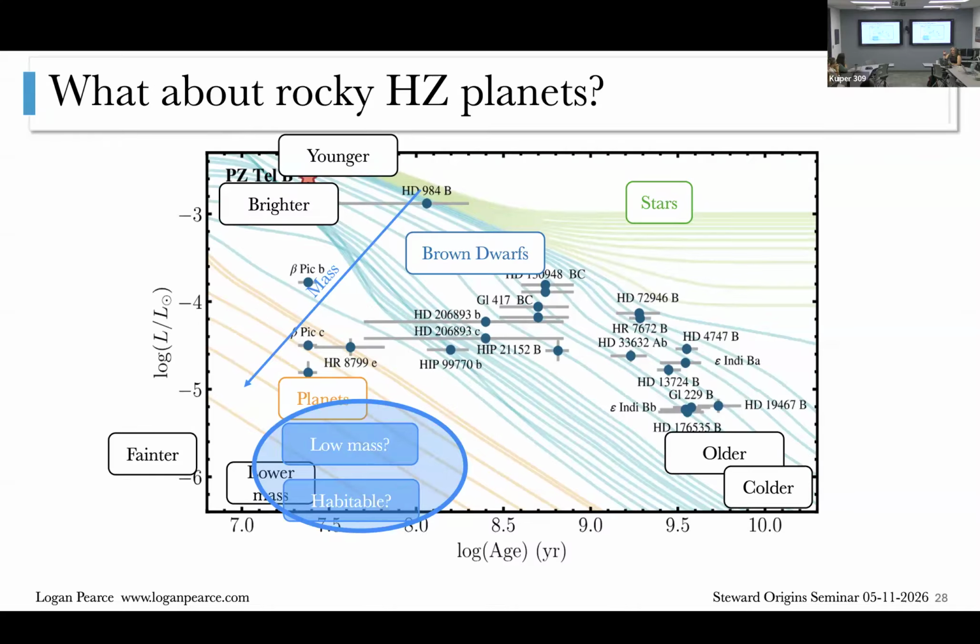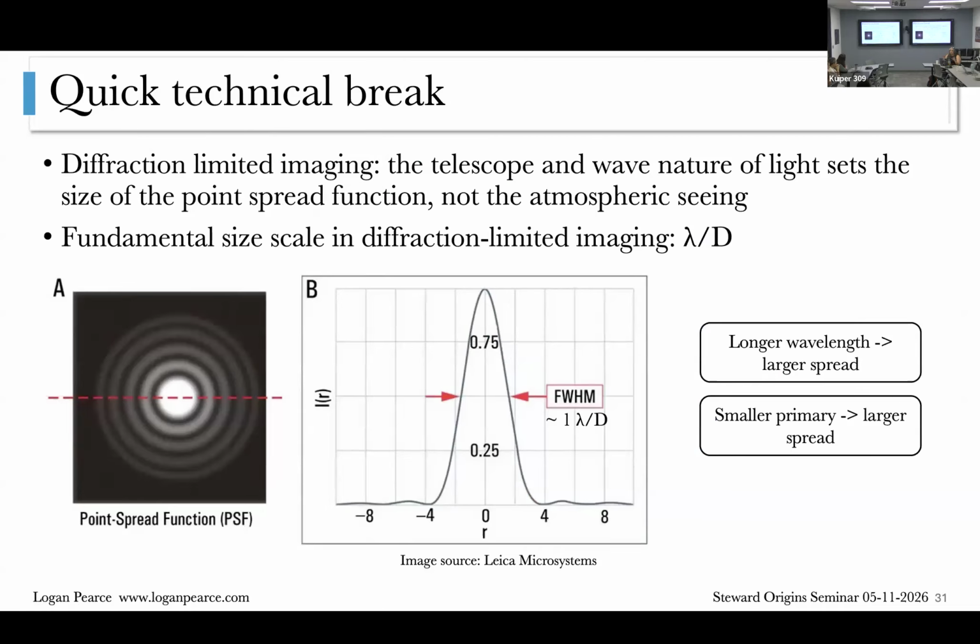Okay, so that's JWST, but what about habitable zone rocky planets? What if we want to go into this low mass, potentially habitable regime? So a quick technical break. When you're looking through space or in adaptive optics corrected images from the ground, we're in the diffraction limited imaging regime, which means that the thing that sets the point spread function, or how big your star is in your image, is set by the wave nature of light and the telescope, and it's not set by the atmosphere. This means that the fundamental size scale goes as the ratio of wavelength to primary mirror diameter. So if you have a longer wavelength, your point spread function is larger. Smaller diameter, point spread function is larger.